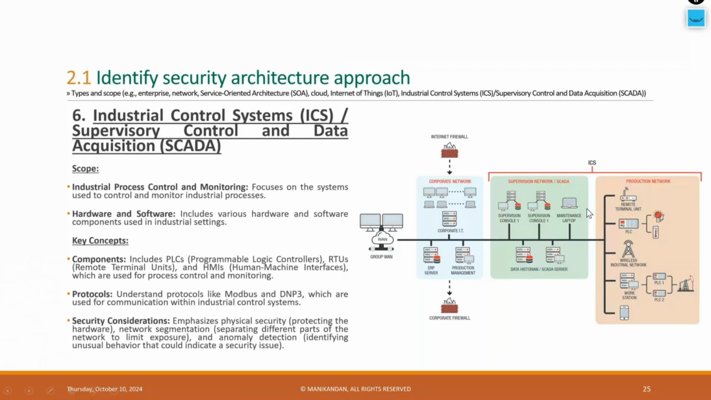The protocols which we use are Modbus and DNP3, which are used for communication with industrial control systems. Security considerations emphasize physical security, protecting the hardware, network segmentation, separating different parts of the network to limit exposure, and anomaly detection, identifying unusual behavior that could indicate a security issue. So any question in the exam talking about SCADA.